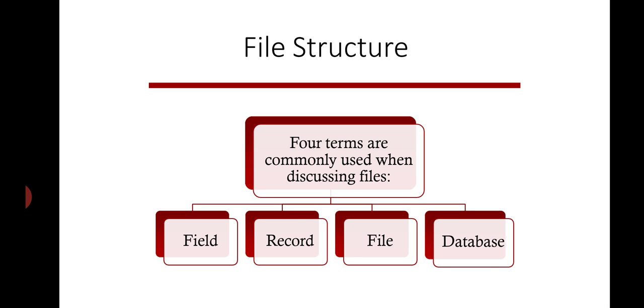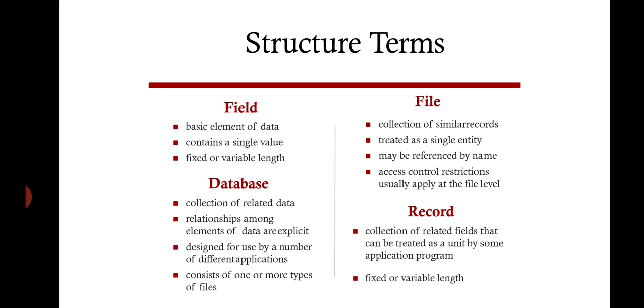When we type one person's information, that is called a record. That section's full information is called a file. The entire college information is called a database. That is the file structure.